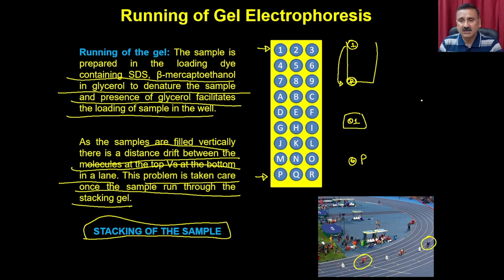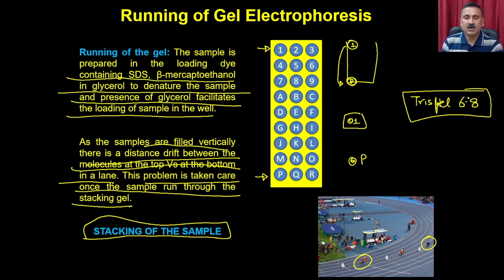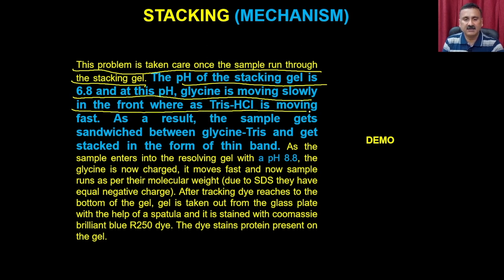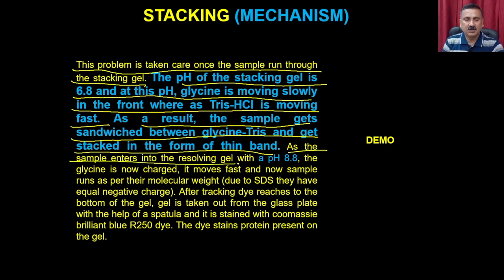So, what is the composition of a stacking gel? In the stacking gel, you have Tris-HCl of pH 6.8, and that is very, very important to take care of this problem. The problem is taken care of once the sample runs into the stacking gel. At the pH of 6.8 of the stacking gel, the glycine is moving slowly in the front, whereas the trace chloride is moving fast. As a result, the sample gets sandwiched between the glycine and the chloride and gets stacked in the form of a thin band. As the sample enters the resolving gel with pH 8.8, the glycine is now charged, it moves fast, and now the samples run as per their molecular weight.